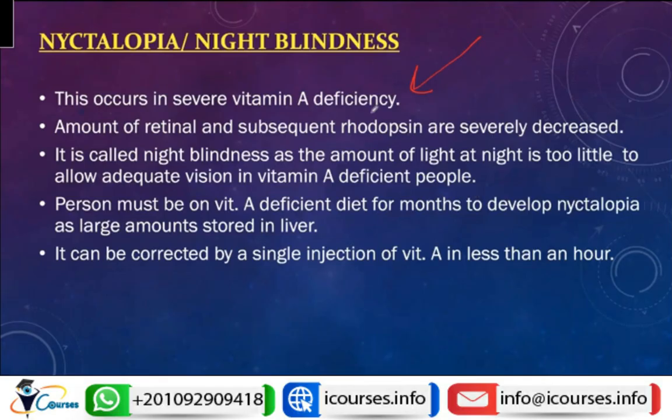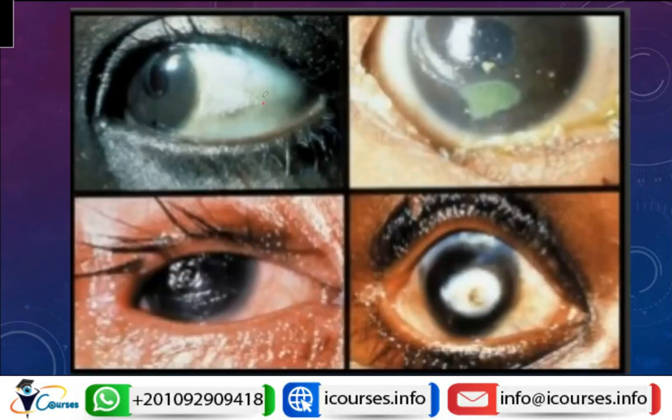Fortunately, this is not very common, because it needs a severe deficiency of vitamin A for people to develop nyctalopia, and the stores of vitamin A need to be depleted for several months until the clinical picture appears. And also, fortunately, this can be reversed even by a single injection of vitamin A. So what are the manifestations? It will present with what are called Bitot's spots, corneal ulceration, xerosis, and corneal melting, called keratomalacia. This is just side information as we talk about vitamin A deficiency.